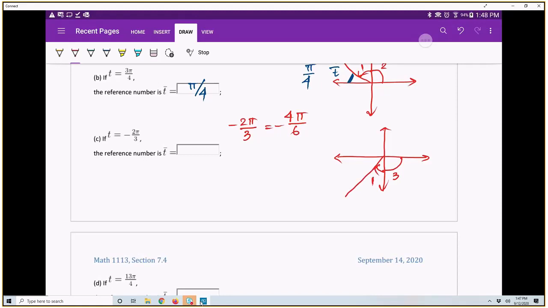The reference angle is the angle between the terminal side and the nearest direction of the x-axis. If this much is 1 pi over 6, then this much should be 2 pi over 6's. And remember, it should be positive angle, so don't put the negative sign yet. And then this is equal to pi over 3, and that's your answer for the reference angle.